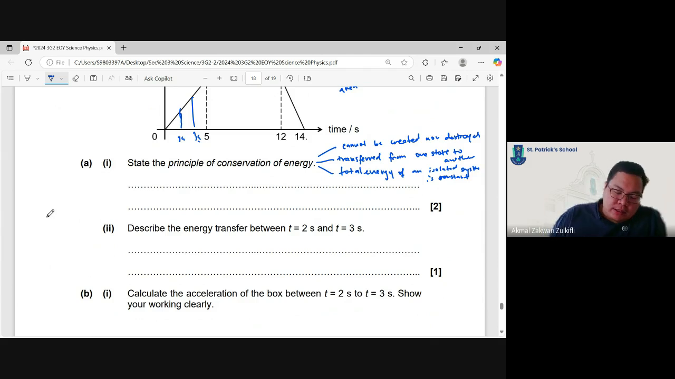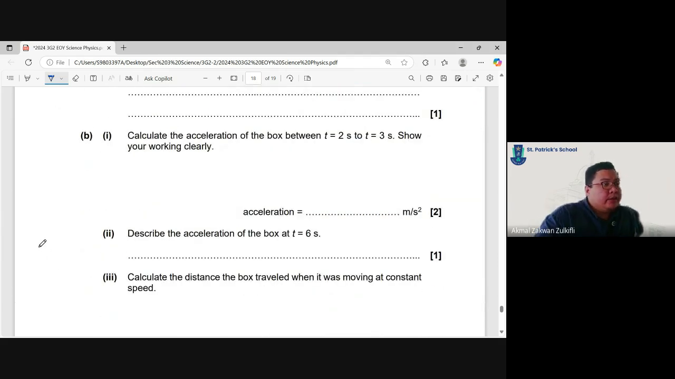So we know that the EK increases, but we must always account for the EK increase. There must be something to account for it. Okay, so maybe the chemical potential energy somewhere will decrease. Okay, mechanically due to work done.